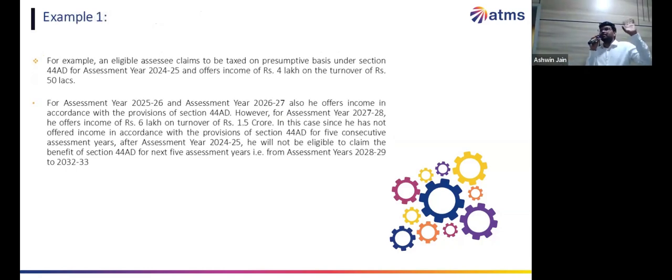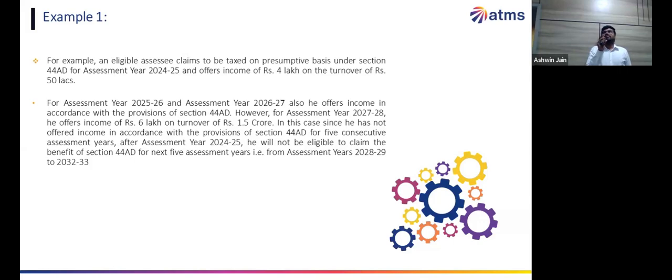The example with the complicated condition that we just read, we will try to explain by putting it into this example. An SSC eligible SSC claims to be taxed on a presumptive basis under section 44AD for assessment year 24-25 on offered income of 4 lakh on turnover of 50 lakh. So in AY 24-25, for the returns we are filing now, we have said we will keep a 4 lakh profit on a turnover of 50 lakh, which is 8%, no problem. For assessment year 25-26 we are also on the same page with whatever section 44AD says.